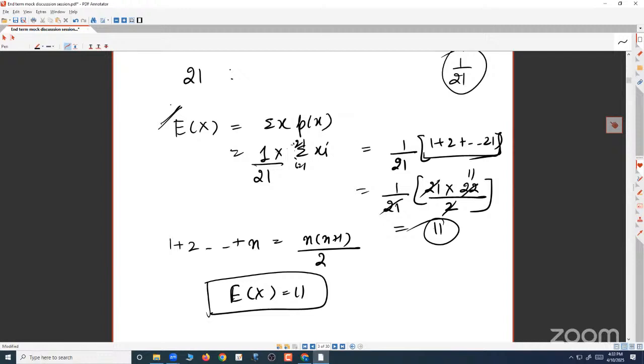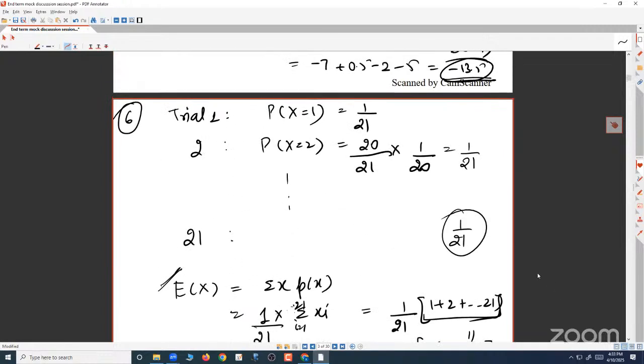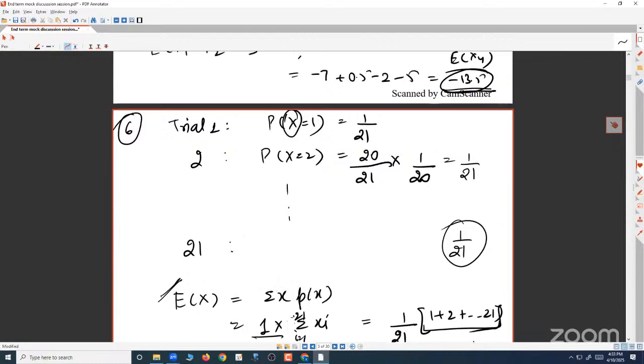Ma'am, I'm not understanding how you write probability x equals 2. Which one? The second trial. Okay, so basically, what is my x here? It is the number of trials when I get the right key. Read the question: x is defined as the number of trials the robber requires to open the house. So in the first trial only, I am opening the house. Probability x equals 2 means in the second trial, I am opening the house. Got the point?